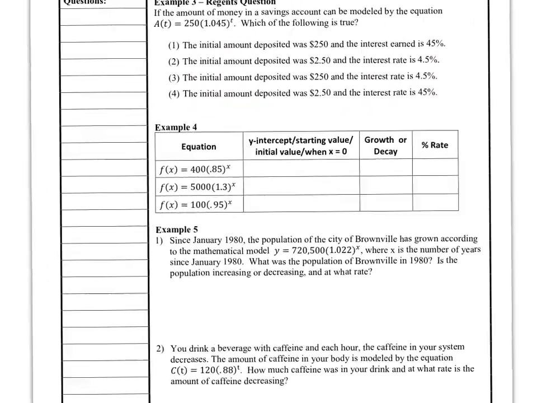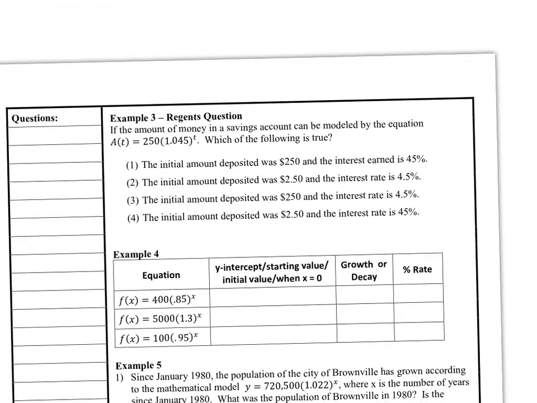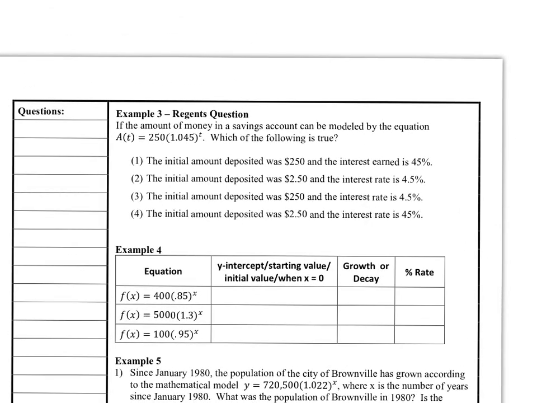Let's do a couple of questions and then call it good. So, example 3. If the amount of money in a savings account can be modeled by the equation A of t equals 250 multiplied by 1.045 to the power t, which of the following is true?